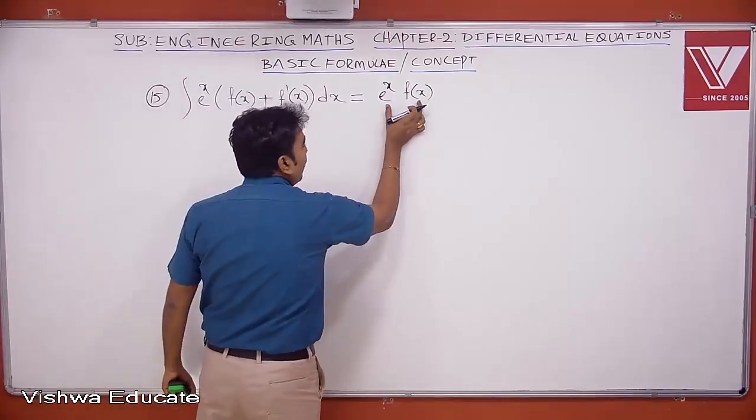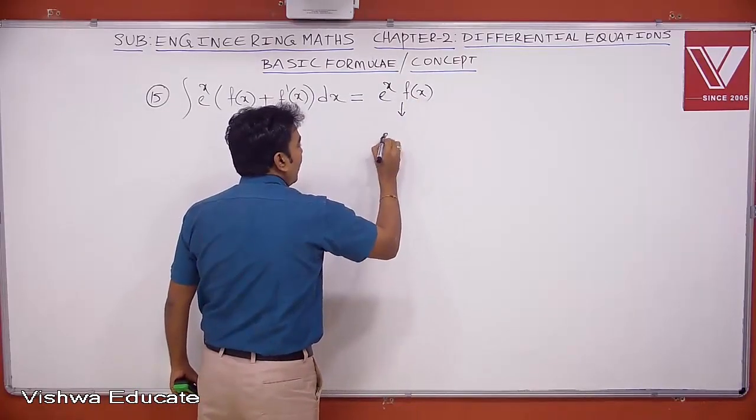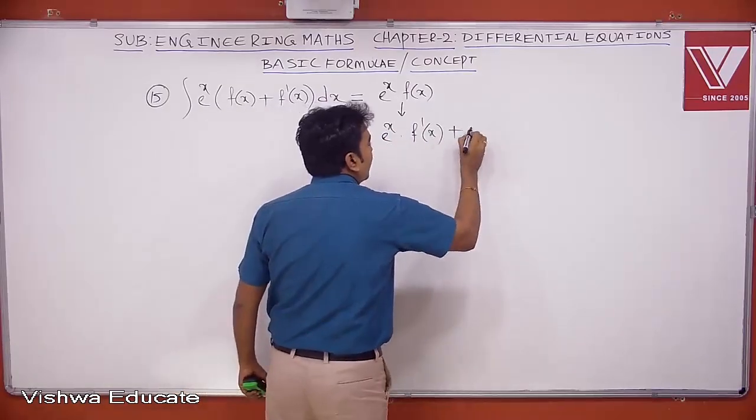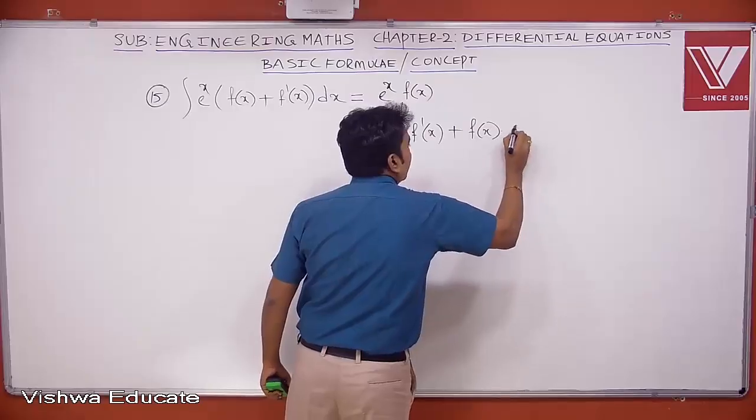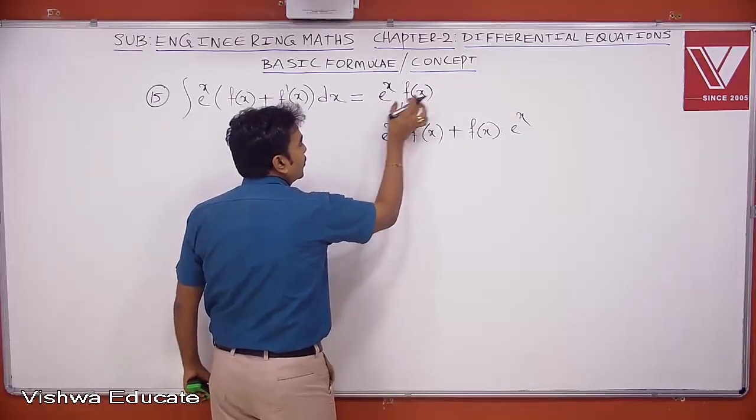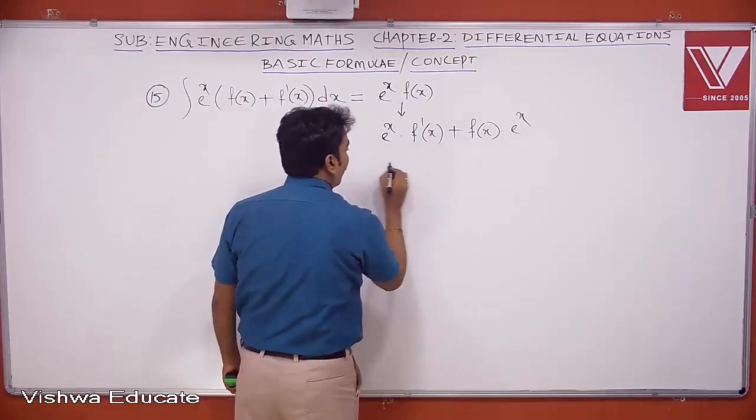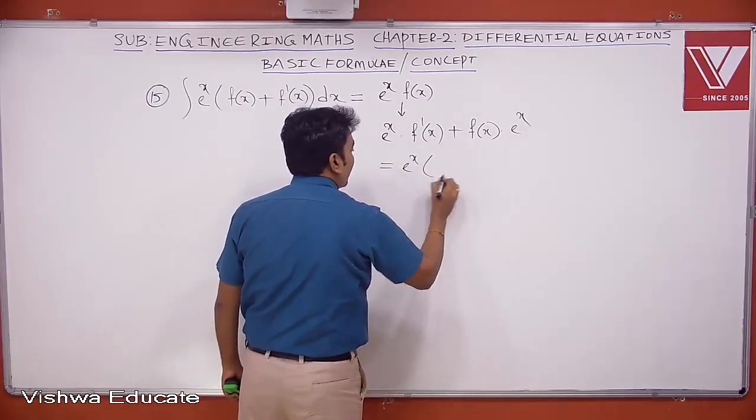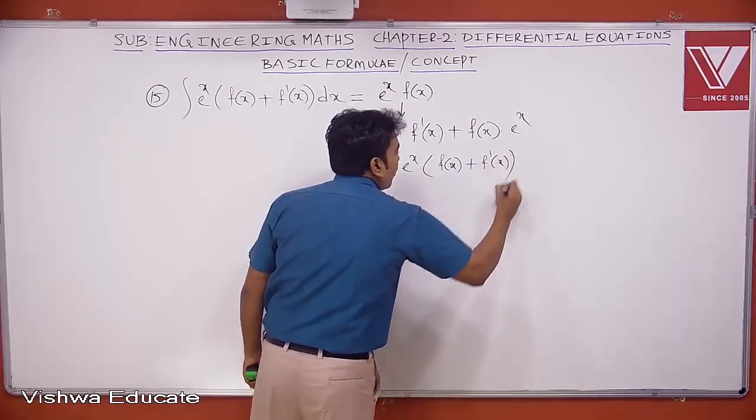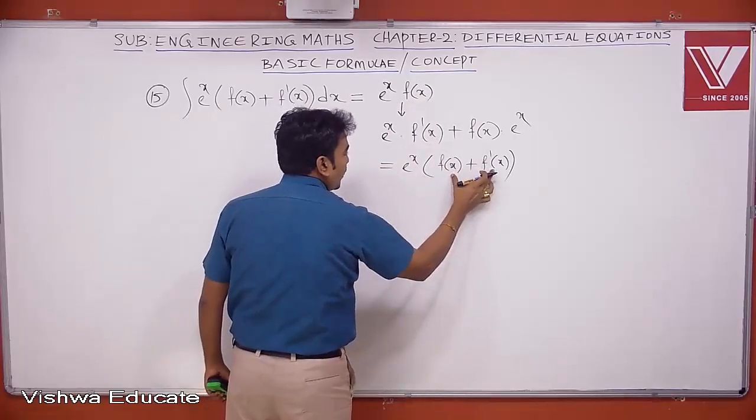When you find the derivative of this function, by product rule, the answer becomes e power x into f dash of x plus f of x into e power x. Apply product rule to get the derivative of this. E power x into derivative of this plus this into derivative of e power x is e power x. This is nothing but e power x into function plus its derivative. So therefore, when you differentiate this, we are getting e power x into function plus its derivative.